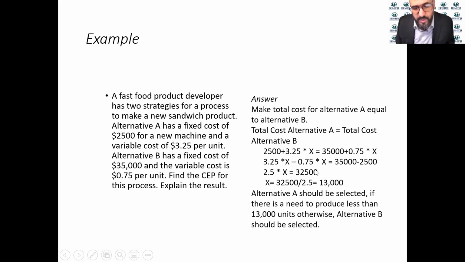That would give you 13,000. This is the magic number, 13,000. Now you need to decide, and this is the conclusion for this answer. If you're producing less than 13,000, then you should go with alternative A, the lower fixed cost. If you're making more than 13,000, you should go with alternative B, and alternative B should be selected.